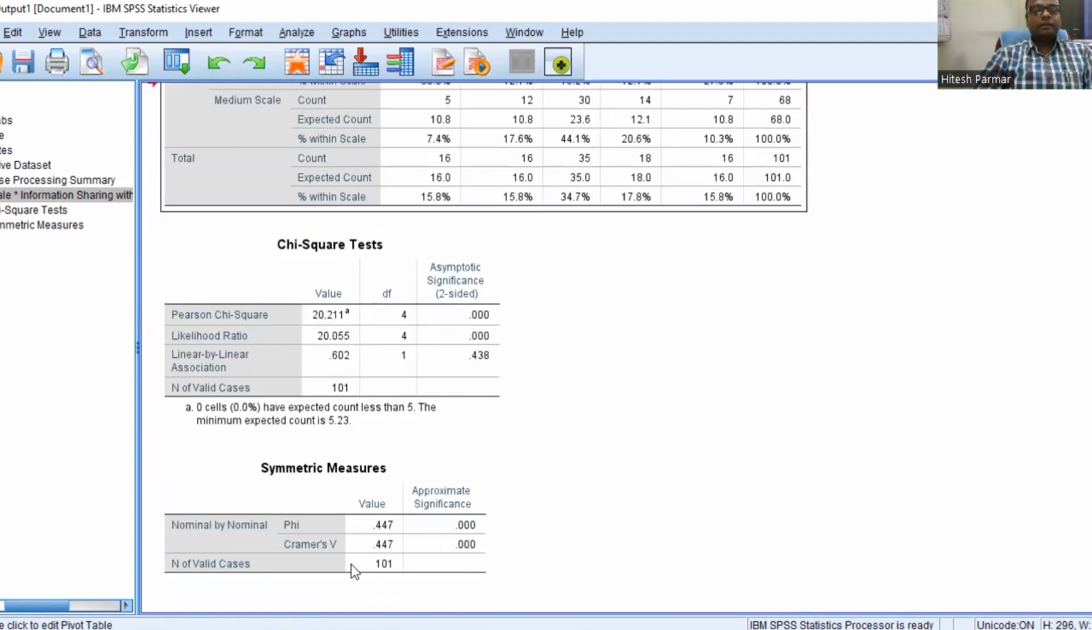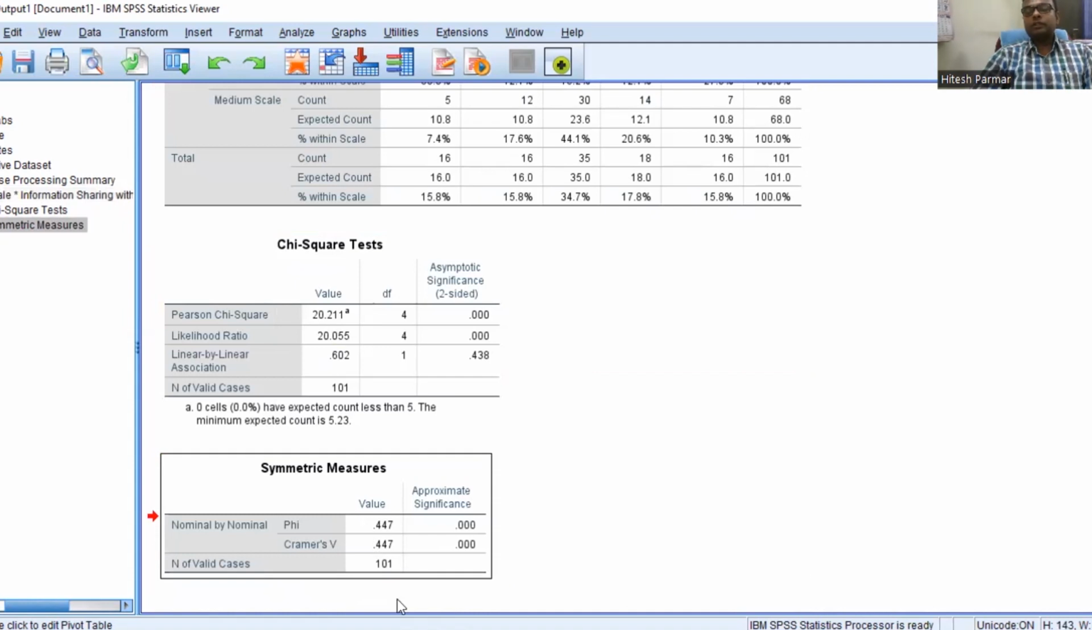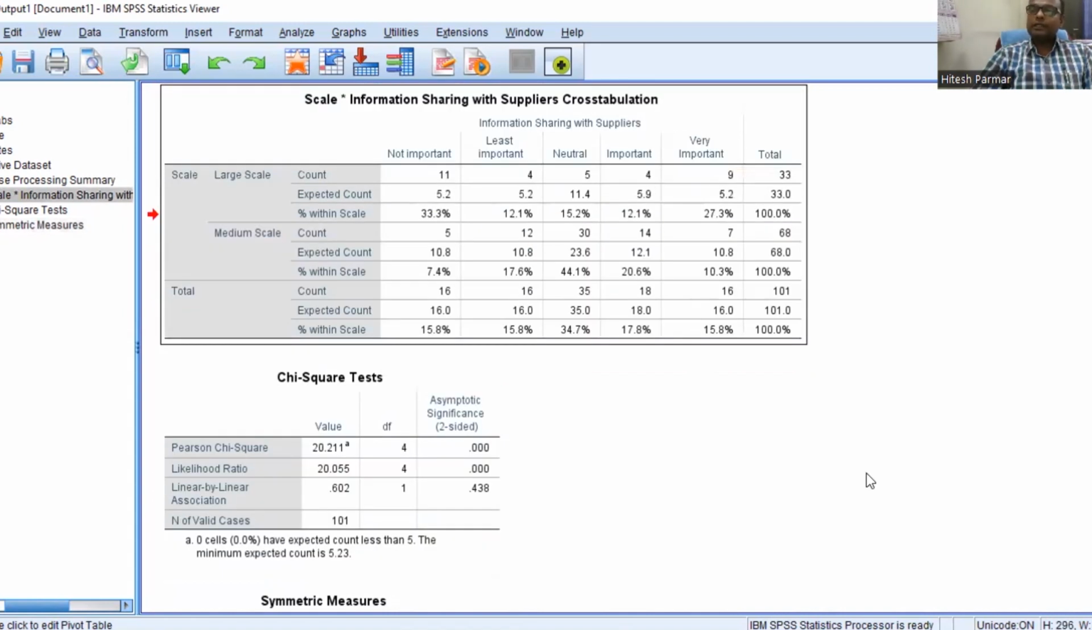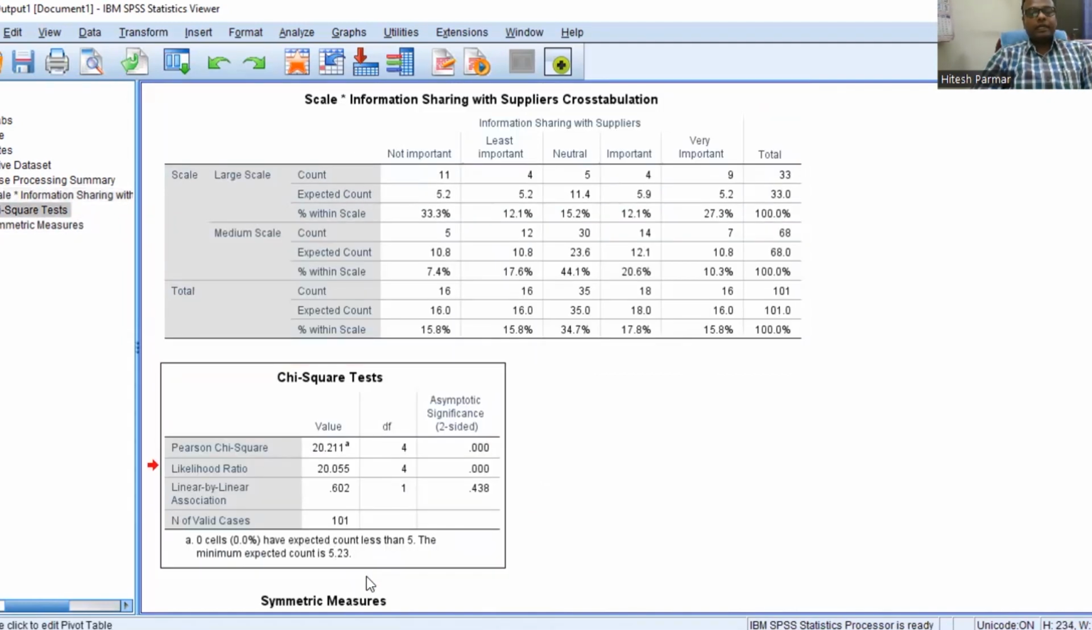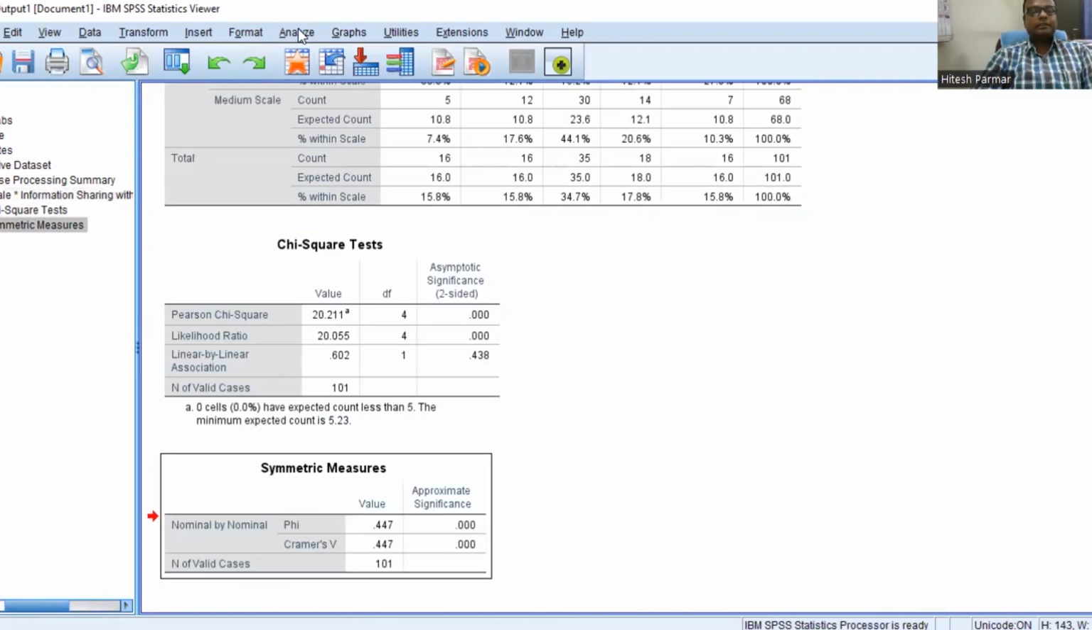So Cramer's V, the value is 0.447, though both values are the same in this case. Cramer's V is 0.44, which shows a moderate association between scale and importance given to information sharing with supplier. As the value is only 0.44, we can say that there is a moderate association between these two variables. So this is how we can understand the chi-square test.